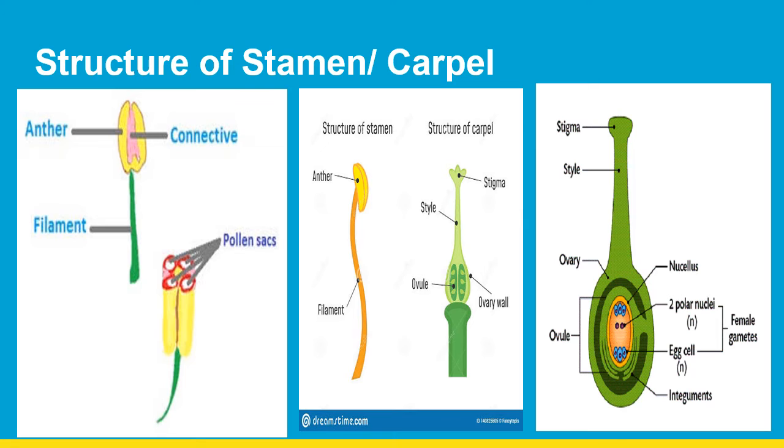This is the cross section of the anther, where you can see pollen sacs, two pairs of pollen sacs, four in all. This is the structure of a carpel, and the structure of a stamen. We have the stigma at the top with a thread-like structure called the style, and at the basal part the swollen part, which we call the ovary, and inside that we have the ovules. This is the internal structure when we cut it open: the stigma on top, the style, and then the ovary, which consists of the ovule inside, which has the egg cell, integuments, egg cell, the two polar nuclei, and the nucellus.